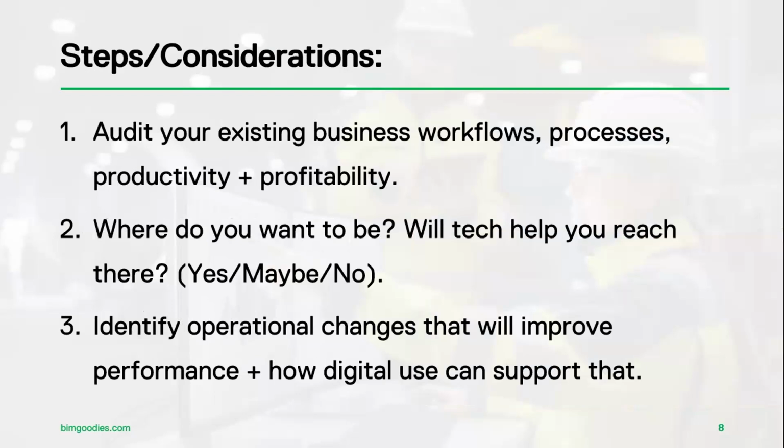So these would be the steps that you are supposed to take in terms of deciding to implement digital transformation in your business. So the first thing would be looking at your existing business. And the idea here is to audit your workflows, your processes, your productivity and profitability, because these are important aspects of the business. You want your business to be profitable, and this profitability would come from you having productive workers and having business workflows that support that.